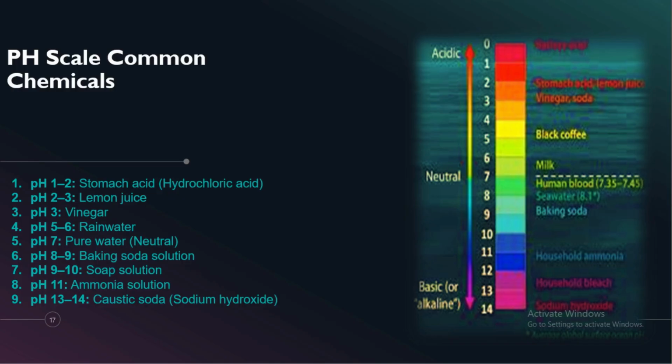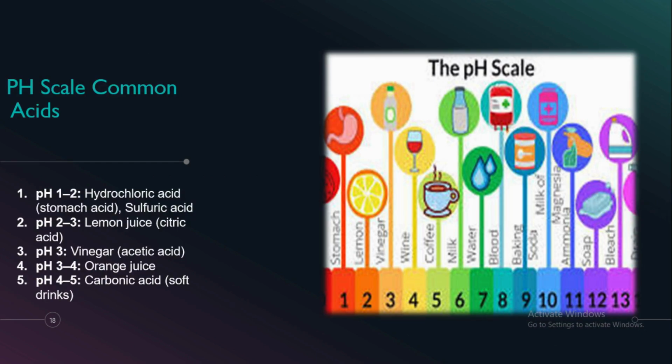The pH scale of common chemicals: pH 1 is stomach acid, which is hydrochloric acid; pH 2 to 3 is lemon juice; pH 3 is vinegar; pH 5 is rainwater; pH 7 is pure water, which is neutral; pH 8 to 9 is baking soda solution; pH 9 is soap solution; pH 11 is ammonia solution; and pH 13 to 14 is caustic soda, which is sodium hydroxide.